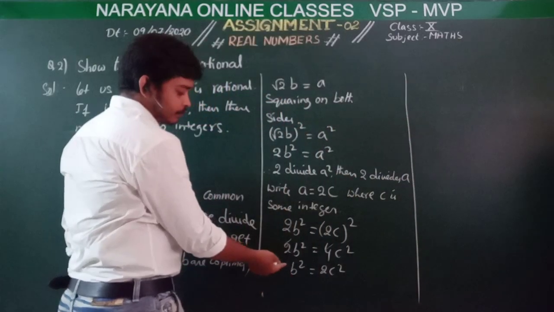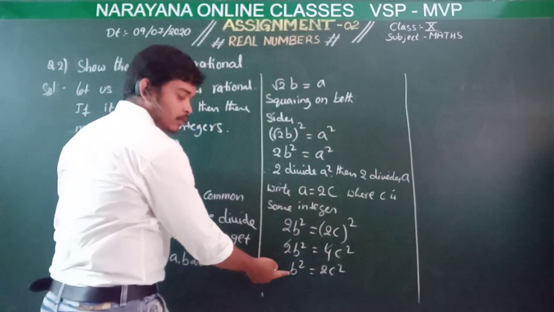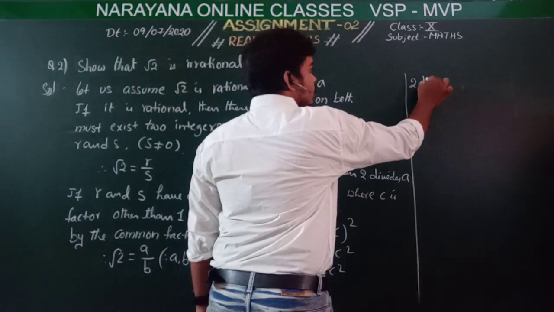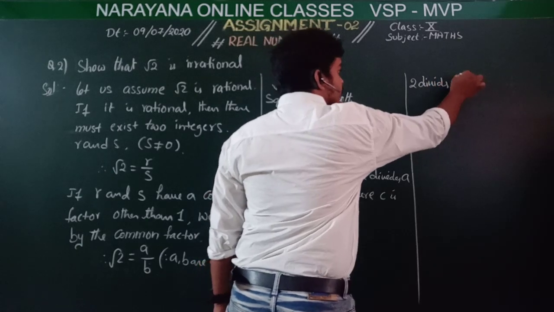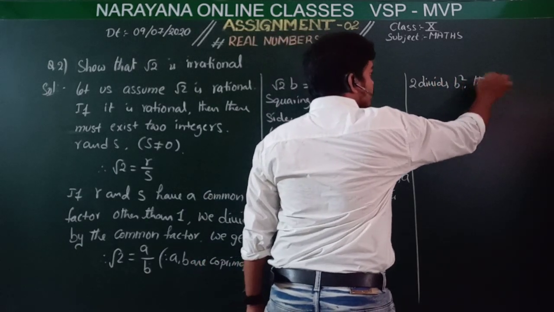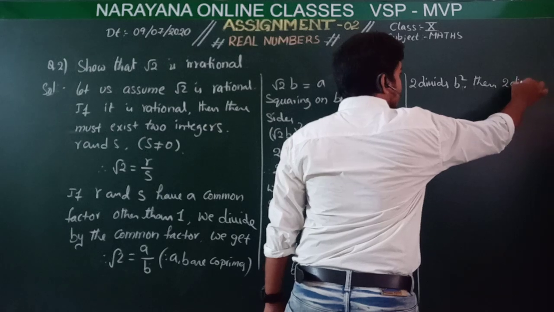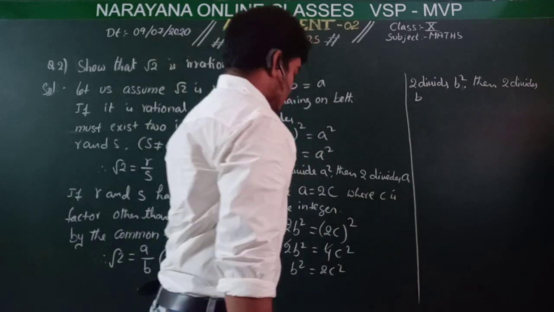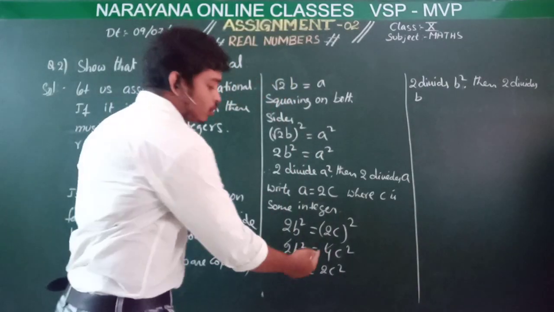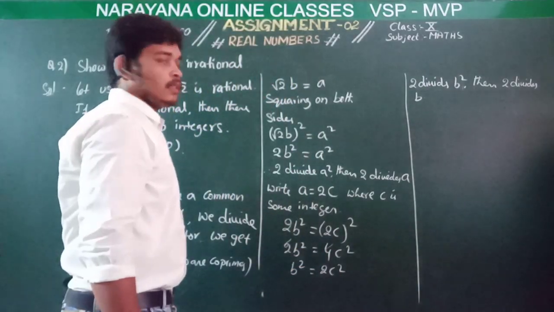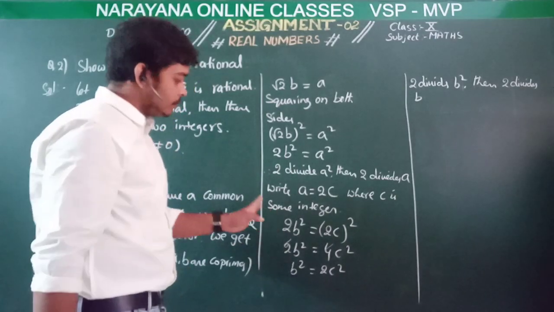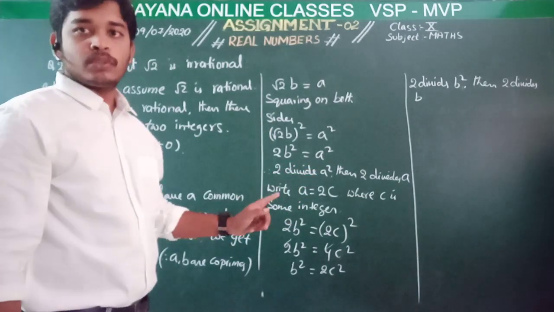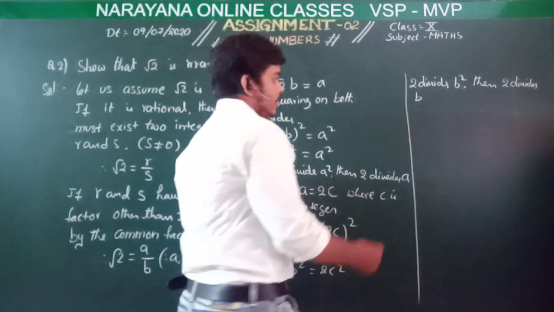See here children, so 2 divides b squared, then 2 divides b. If you observe, here also 2 is a factor of b. See here, 2 is a factor of both a and b.